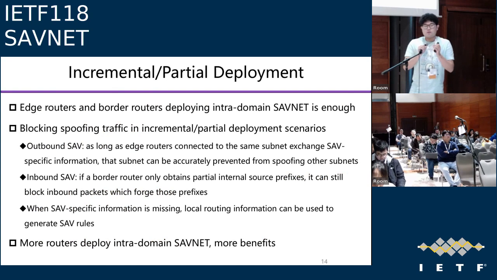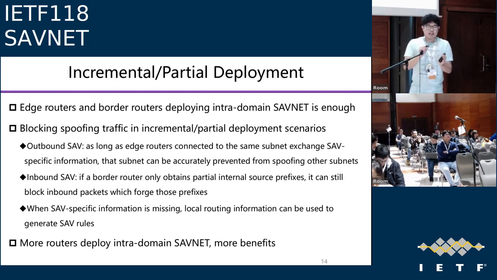As for incremental or partial deployment, the intra-domain subnet doesn't require all intra-domain routers to deploy it. In other words, edge routers and border routers deploying the intra-domain subnet is enough. But even if only some edge routers and border routers deploy it, it can still block spoofing traffic. For example, for outbound SAV, as long as edge routers connected to the same subnet have exchanged SAV-specific information, that subnet can be protected from spoofing.